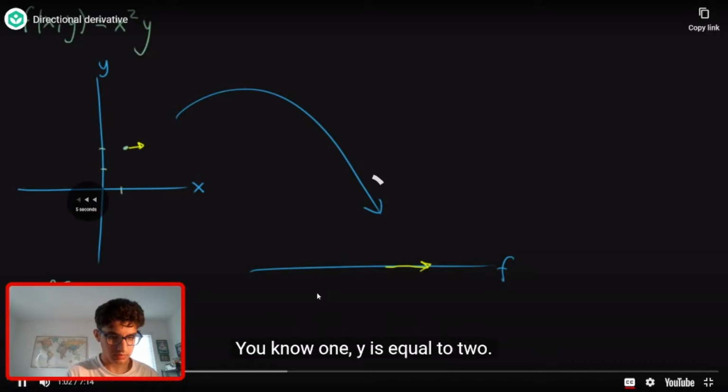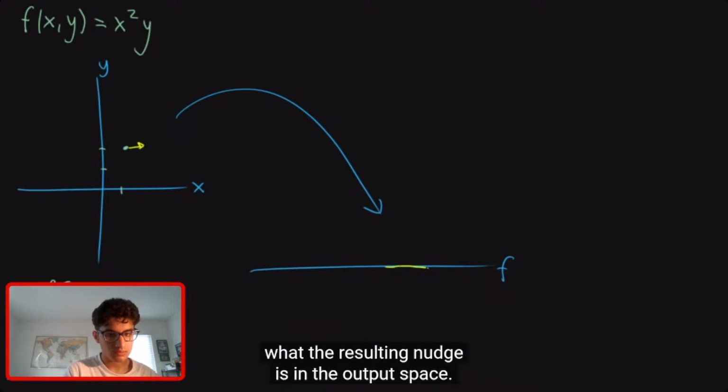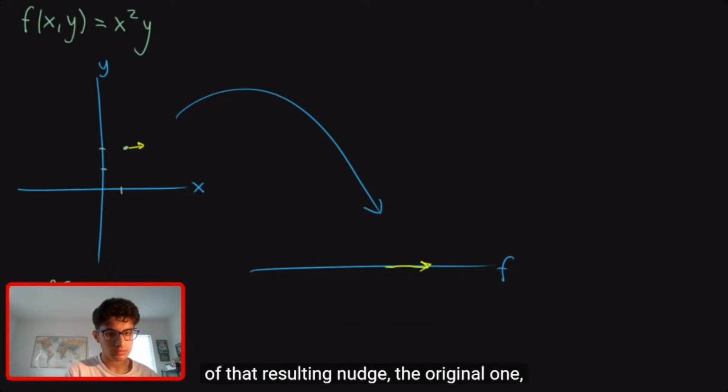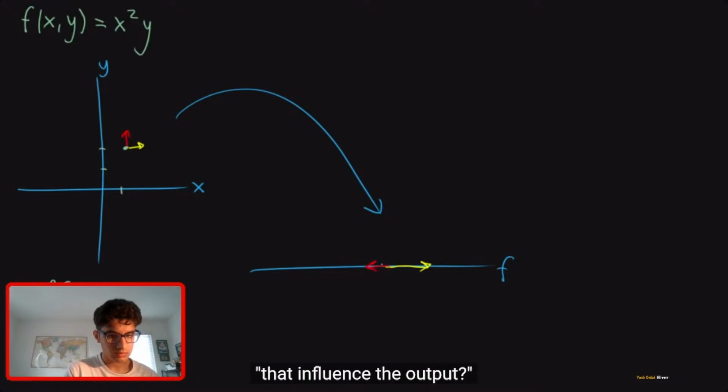And partial y is equal to 2, and if you're taking it with respect to x, you think about just nudging it a little bit in that x direction, and you see what the resulting nudge is in the output space. And the ratio between the size of that resulting nudge and the original one, the ratio between partial f and partial x, is the value that you want. And when you did it with respect to y, you were thinking about traveling in a different direction. Maybe you nudge it straight up, and you're wondering, okay, how does that influence the output?